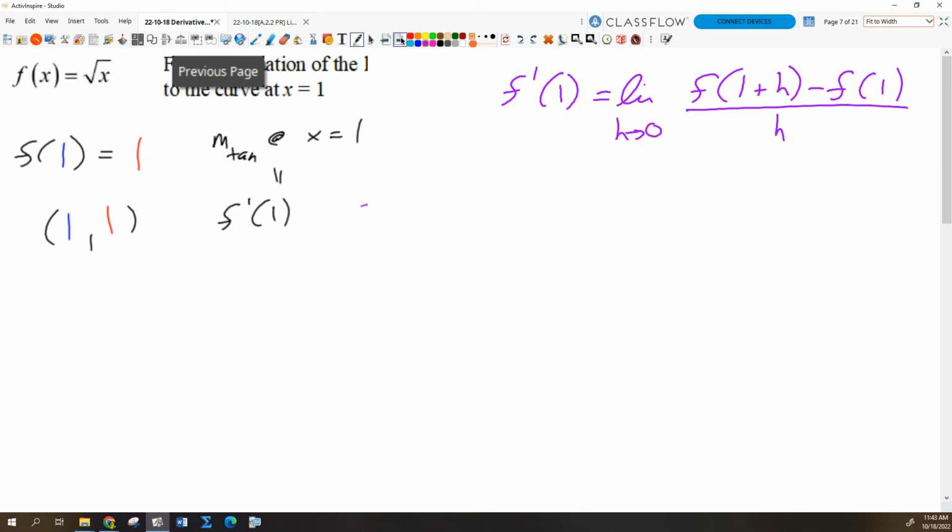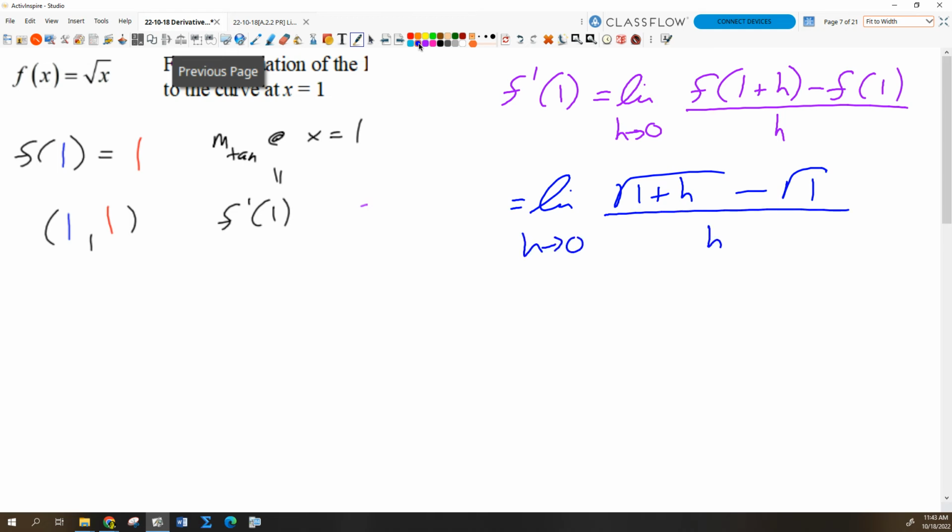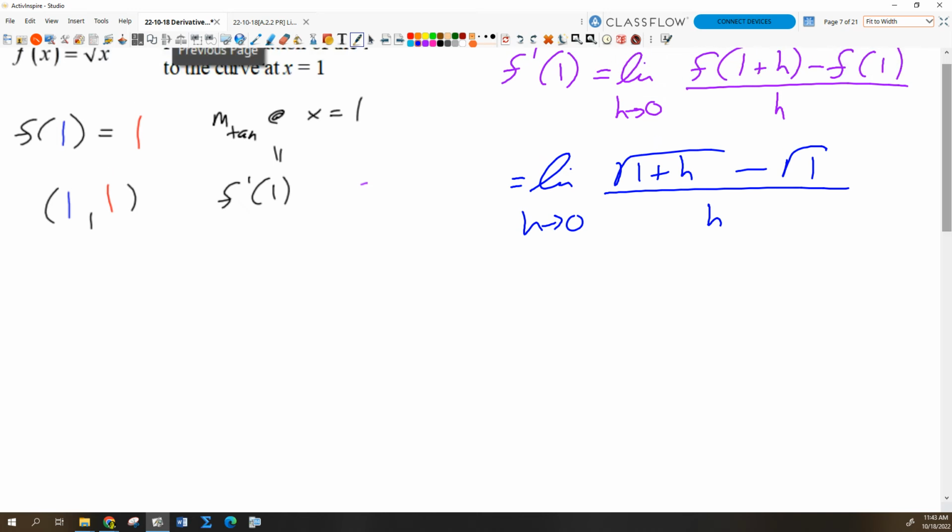What would that look like? Let's just do this really quick. So that's going to give us the limit of f of 1 plus h, which would just be the square root of 1 plus h, minus the square root of 1, over h as h approaches 0. We could rewrite that square root of 1. Let's just rewrite that as a 1.